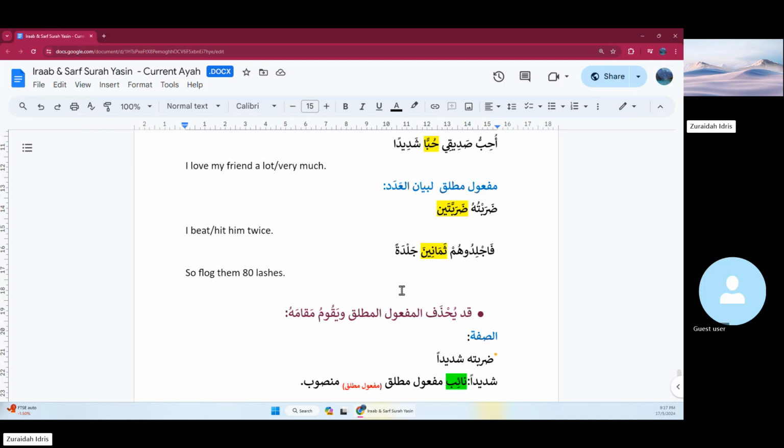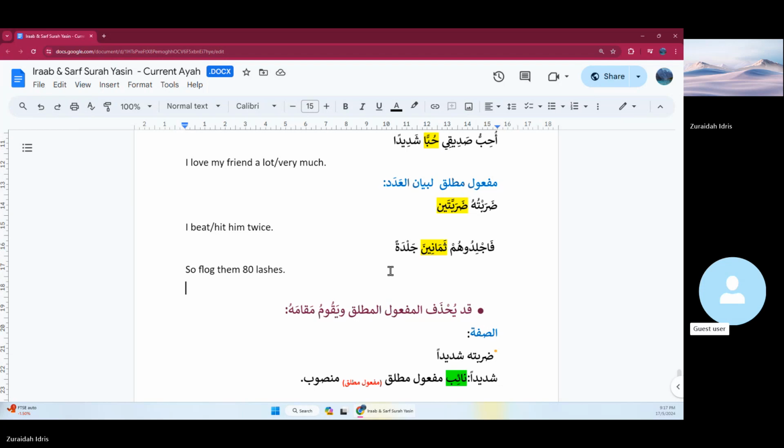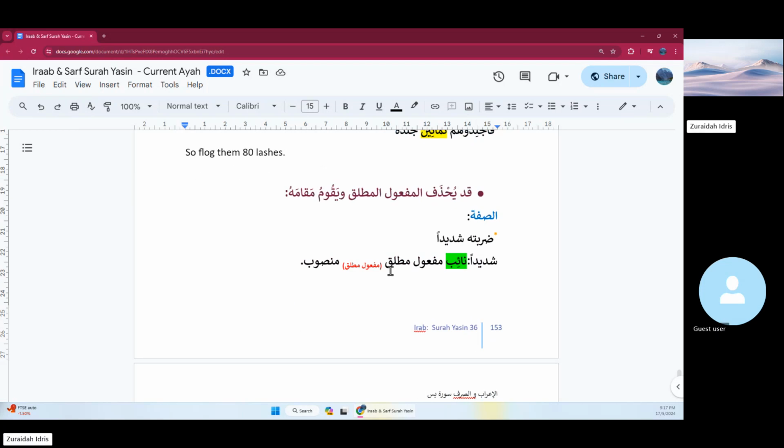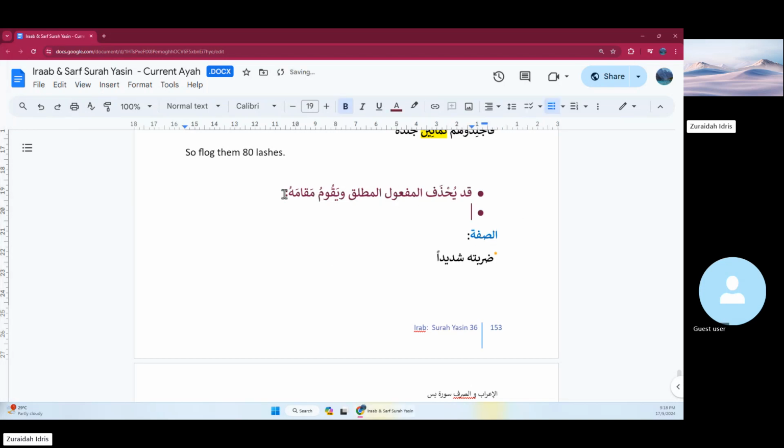Now, maf'ul mutlaq can be used in two ways. These are two well-known ways. One, I'm putting here qad yuhza, al-maf'ul mutlaq wa yaqumu maqamahu. What does maqamahu mean? This sentence is just saying that the maf'ul mutlaq, let me translate this.